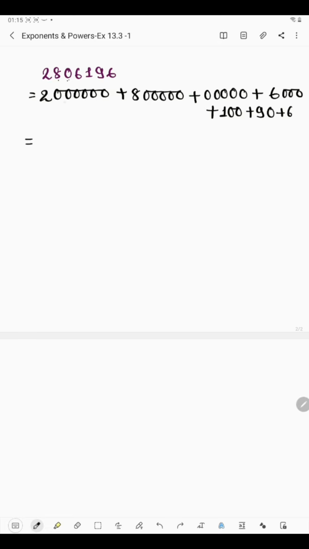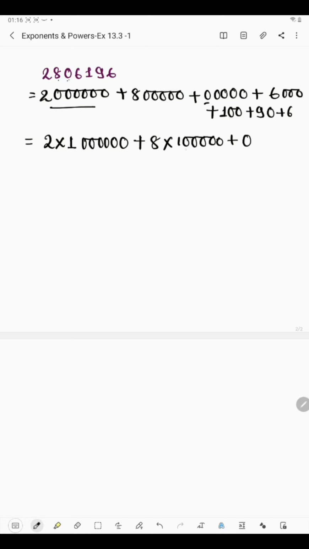Okay, now how have we got this number? 2 multiplied by, see, we'll write 1 and we'll count the zeros. There are 6 zeros. 1, 2, 3, 4, 5, 6. So when 2 is multiplied by 10 lakh, then only we will get 20 lakh, right? Now we have 8, and after 8 we have 5 zeros. So with 1 we will write 5 zeros to get 8 lakh.